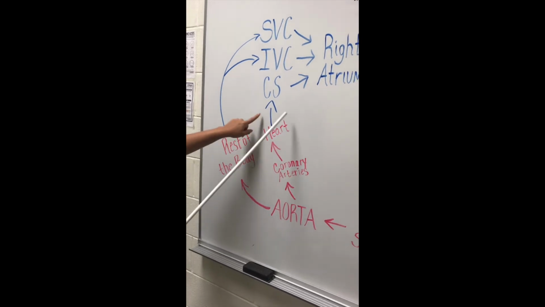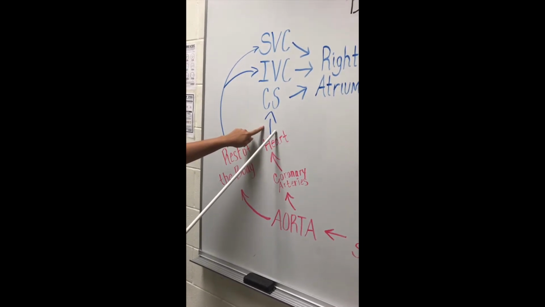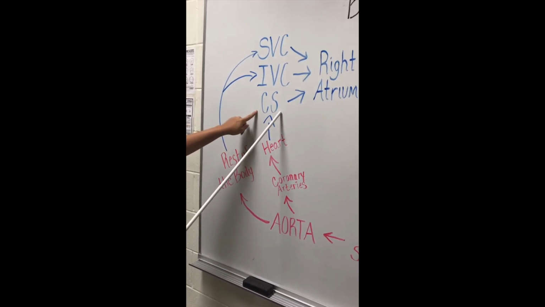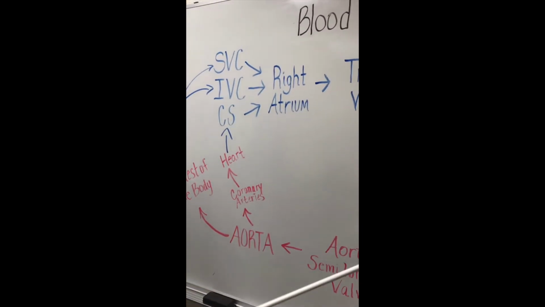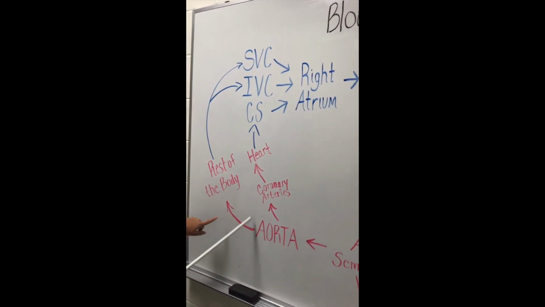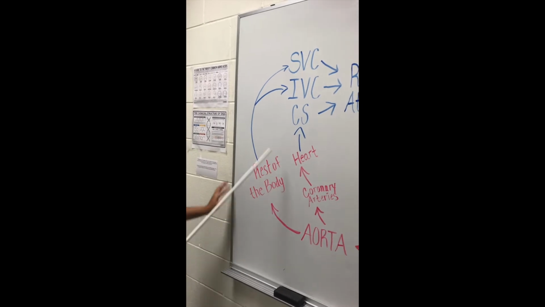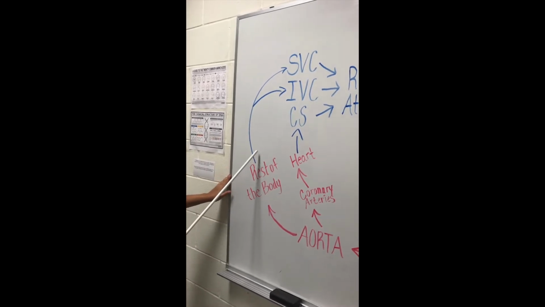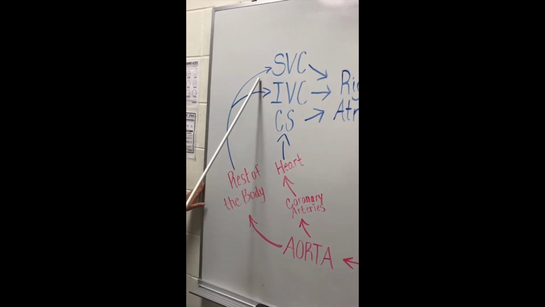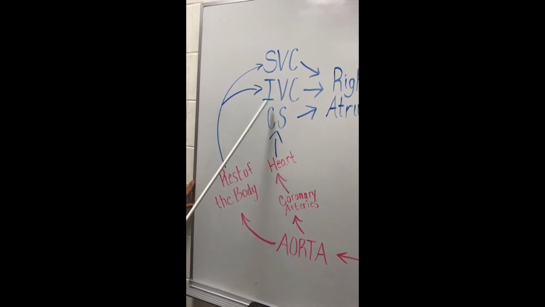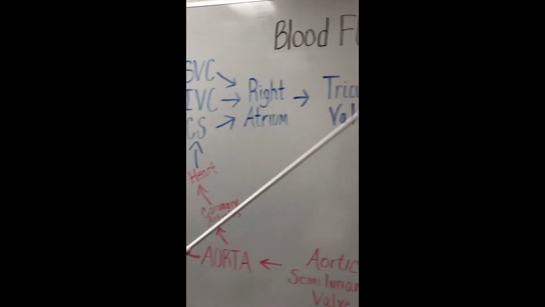But once you're leaving your heart, it's switched over to oxygen poor blood in your coronary sinus, and then it goes all over again. But when you're leaving the aorta and you go to the rest of your body, out of the rest of your body, you switch over to oxygen poor blood into your superior vena cava and inferior vena cava, and then the process starts all over again.